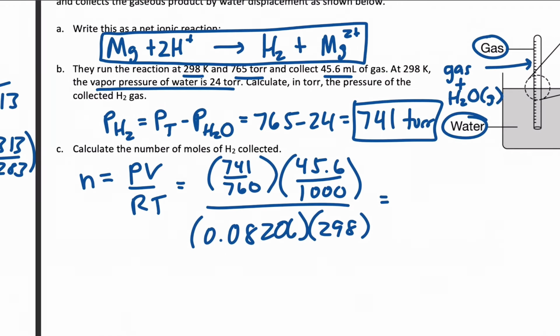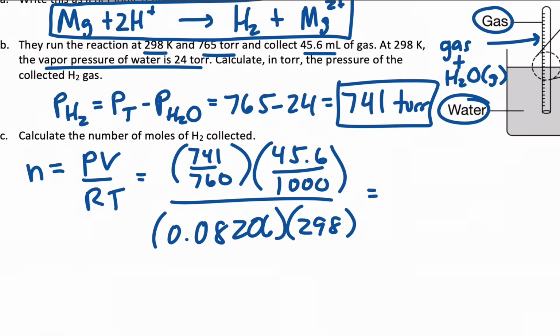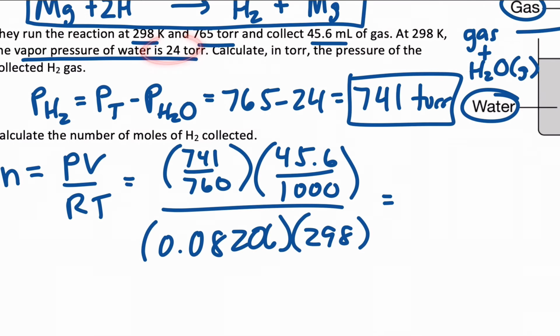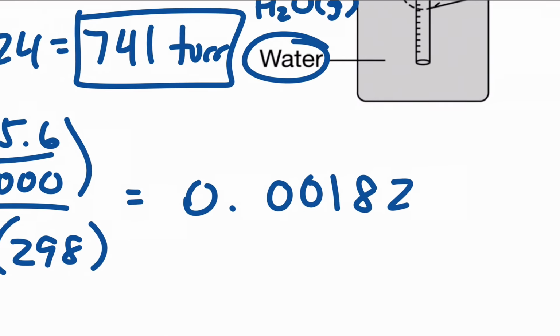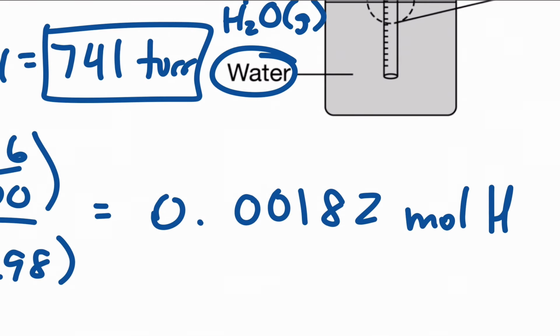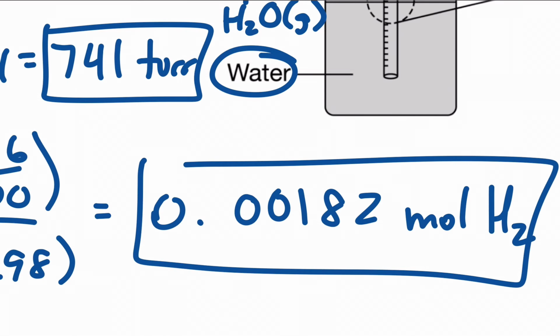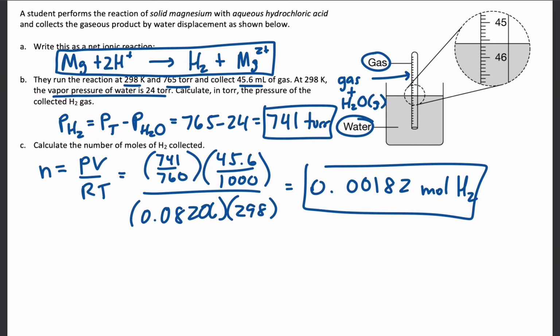And looks like they're using almost exclusively 3 sig figs for things. Not that vapor pressure, but once I subtract it, I still get 3. So I'm going to round this to 3 sig figs, and I get 0.00182 moles of H2. And there we go.